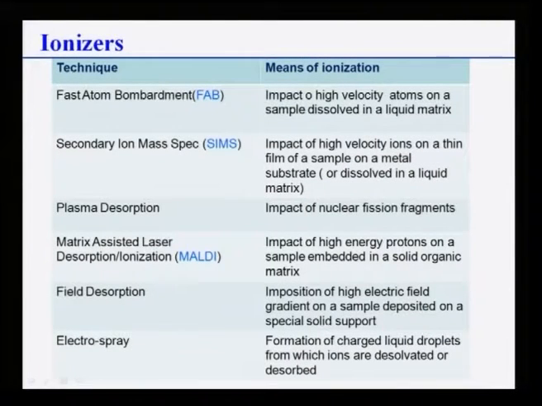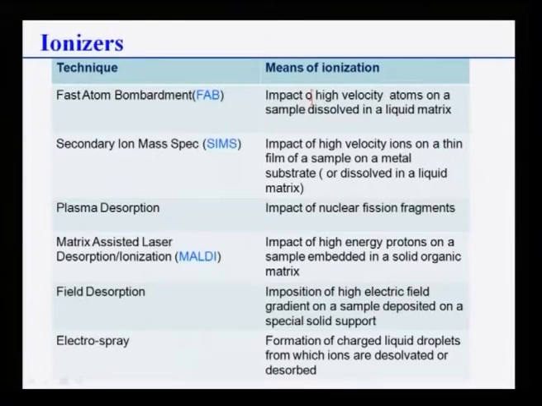How do you ionize actually? That is what we must know. There are different ways of ionizing. First one is known as fast atom bombardment, or FAB. This is nothing but impact of high velocity atoms on a sample dissolved in liquid matrix. If you have high velocity atoms like argon or oxygen or cesium, and these atoms are allowed to fall on a sample which is kept inside liquid matrix, it can create ions of the atoms in the sample.